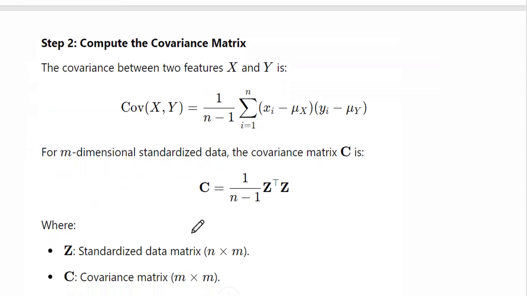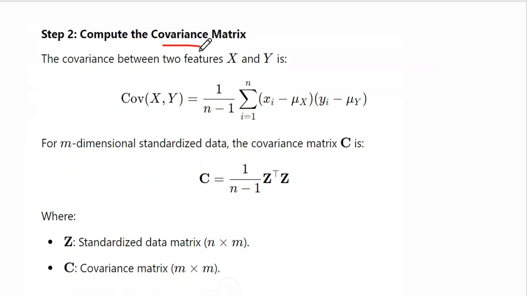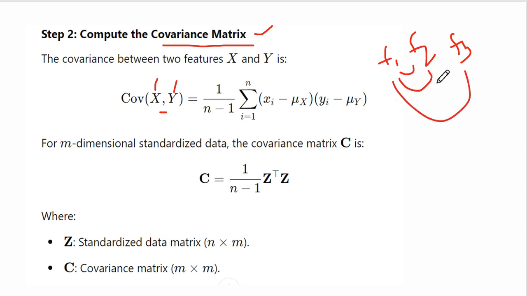Then what is the second step? We have to calculate the covariance matrix. Let's take 3 features. Here we calculate the covariance of f1 f1, f1 f2, f1 f3, then f2 f1, f2 f2, f2 f3, then f3 f1, f3 f2, f3 f3. Like this we calculate the covariance between every pair of features.